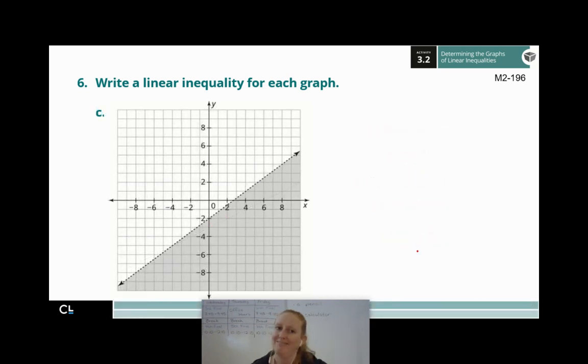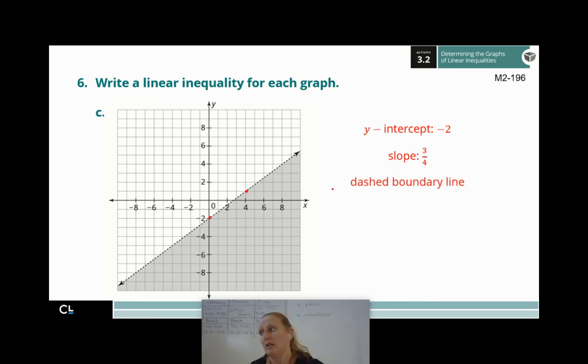Last one. Let's write our linear inequality. Well, I can see my y-intercept is at negative 2, so I wrote that down. If I follow the line, does it hit there? Oh, that looks like a better spot. It hits up there. So it looks like I went up 3 and over 4. That means my slope is 3/4. Rise over run. I rose 3, I ran 4.